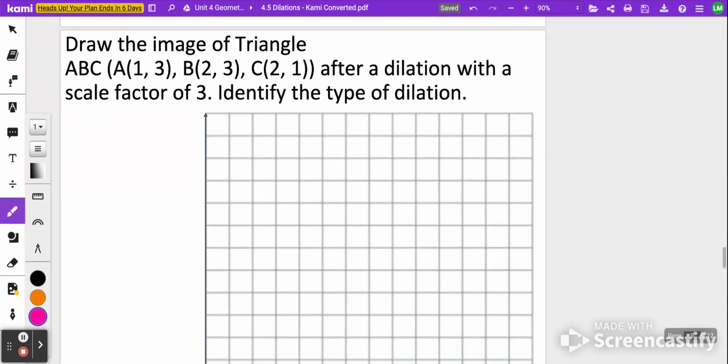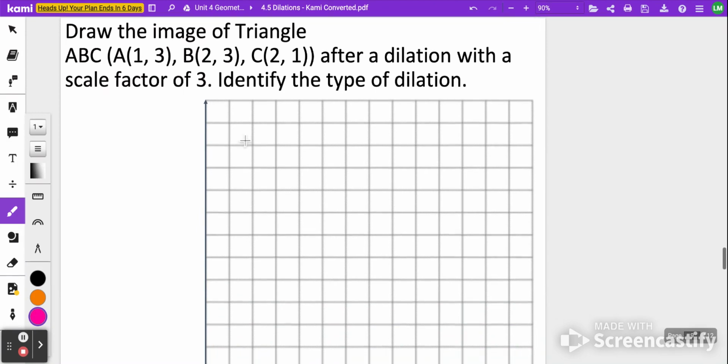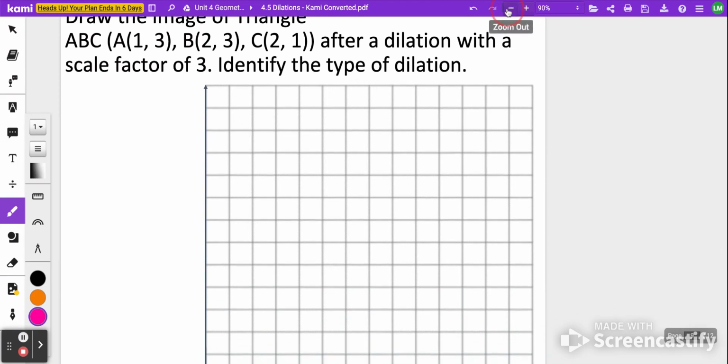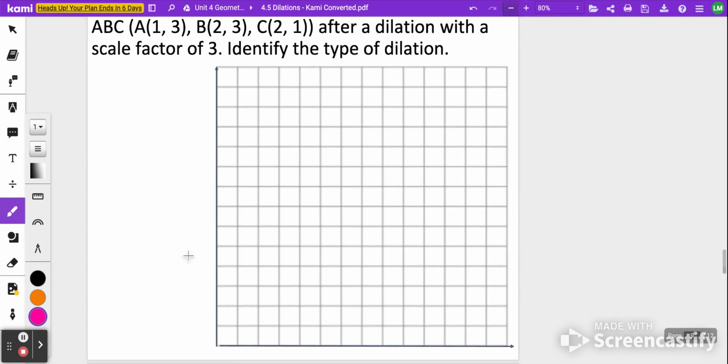Now we're going to draw the image and then do a dilation of 3 and then identify the type of dilation. So the first thing we want to do is go ahead and draw the pre-image, which is at A, B, and C. (1, 3) is A, over 1 up 3. B is at (2, 3), and C is at (2, 1).